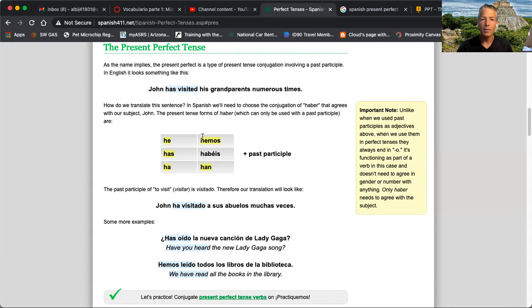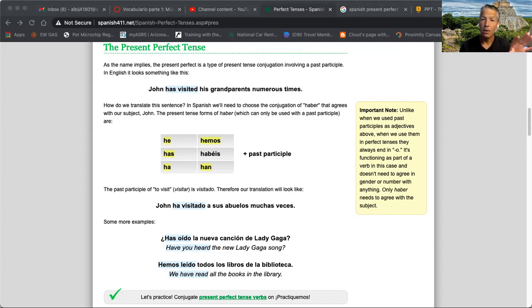So as the name implies, present perfect is a present tense conjugation involving a past participle. You guys previously learned your past participles in another lesson with verbs like hablar, hablado, comer, comido, and vivir, vivido. So you learned the ado and ido form of the past participle. You also learned the irregular past participles like romper, roto, break, broken. Now, in this lesson, you're going to learn how to say what somebody has done.